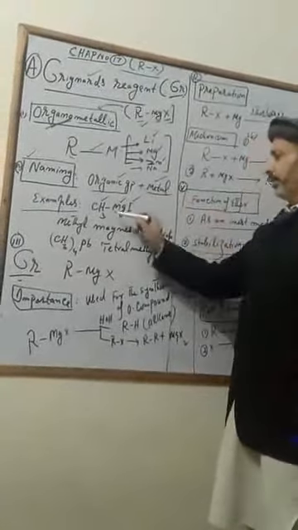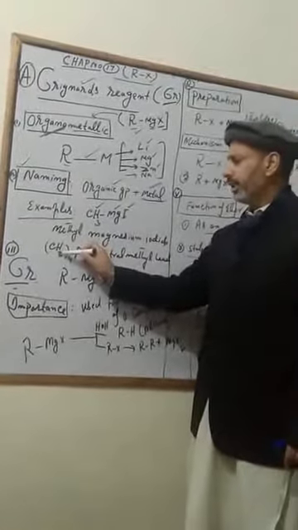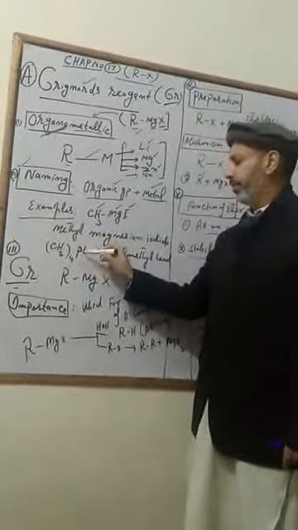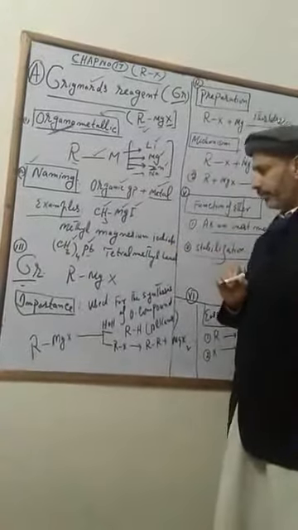In the same way, look over here. It is another organometallic compound, that is Pb(CH3)4. This is the organic part and this is the metallic part. So first we will name this one, followed by this one. This is tetramethyl and this is lead. So the name of this compound is tetramethyl lead.